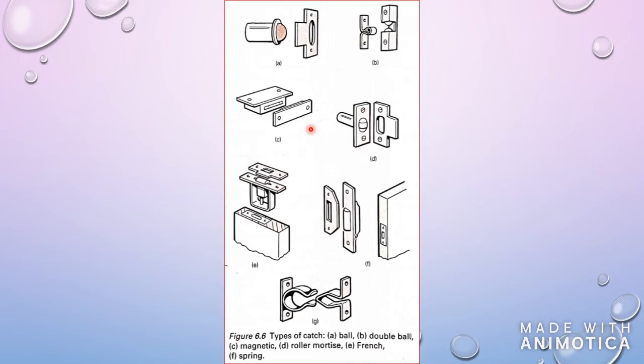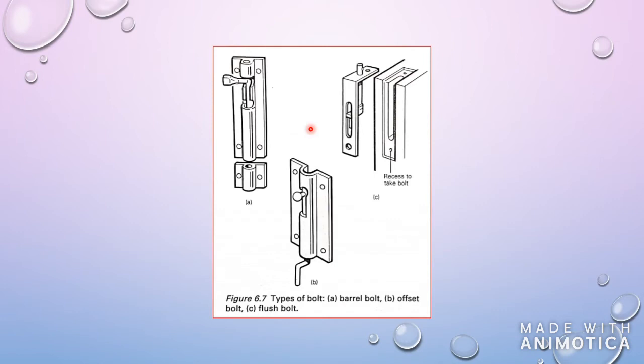All right. You also have bolts that you should be familiar with. Bolts are usually used on doors, and you have different types. You have the barrel bolt, you have the offset bolt, and you have the flush bolt. Okay, and here you see them.